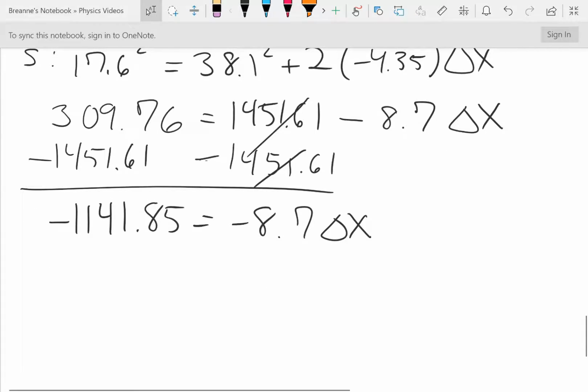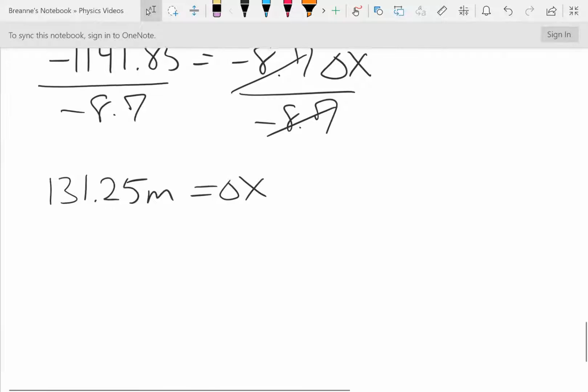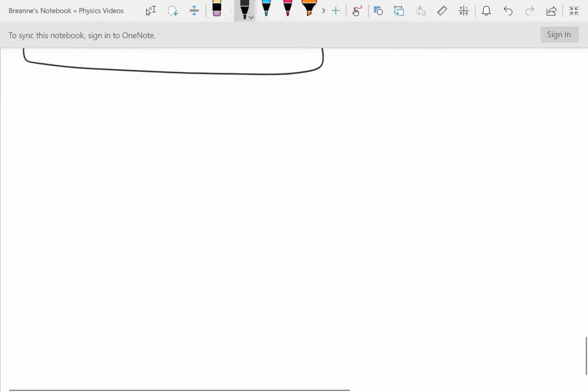That's being multiplied. The opposite of multiply is divide. The negative's got to come with it. And then you just divide those two numbers, and you get 131.25 meters. That's in standard form. Put in scientific notation, move it over 2 times. So you get a 1.31 times 10 to the 2 meters. And that is your standard and scientific notation form.